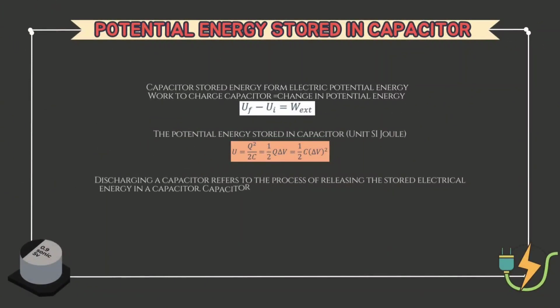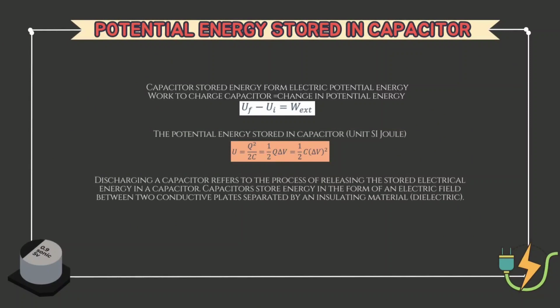So now I will continue my subtopic 4.4 with the potential energy stored in a capacitor. A capacitor stores energy in the form of electric potential energy. So the work to charge the capacitor is equal to the change in potential energy, Uf minus Ui equals W external. The potential energy stored in the capacitor is in SI unit joule.